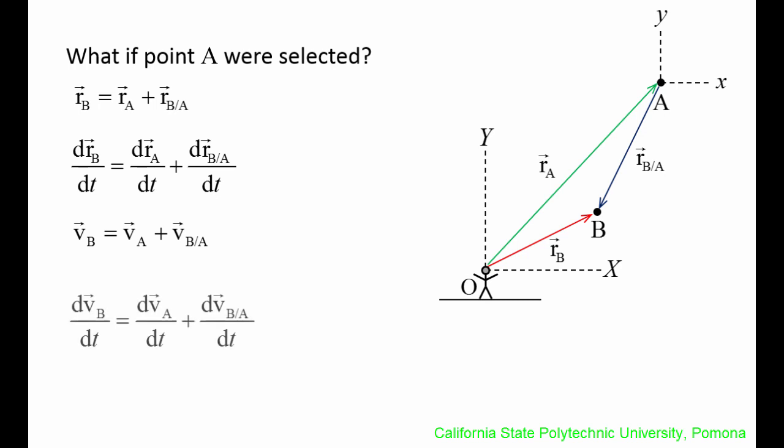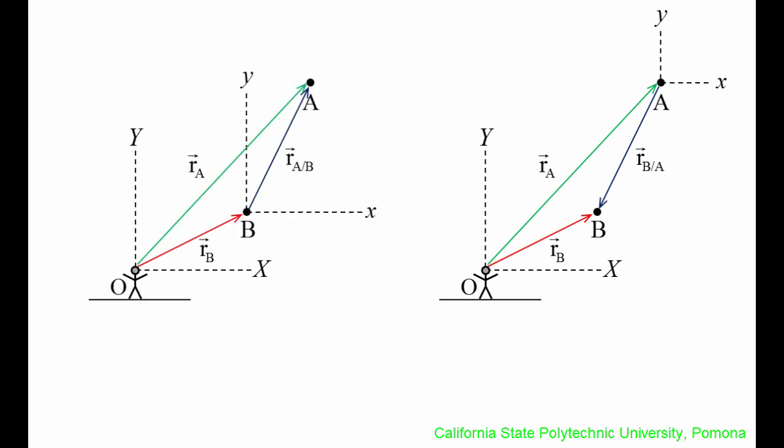If we differentiate the equation once again with respect to time, we obtain the equation for the relative acceleration. The acceleration of particle B is equal to the acceleration of particle A plus the acceleration of particle B relative to particle A. AB and AA are the accelerations of the two particles as observed from the fixed reference frame at point O, while ABA is the acceleration of particle B as observed from the moving reference frame located at particle A. Now let's compare the relative motion equations derived for both scenarios.